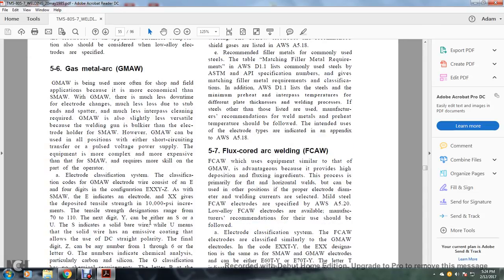5.6 General, gas metal arc welding. Gas metal arc welding is being used more often in the shop than in the field. The application is becoming more common than shielded metal arc welding. Gas metal arc welding has much less downtime for electrode changes, much less loss due to stub ends and spatter, and much less interpass cleaning required.